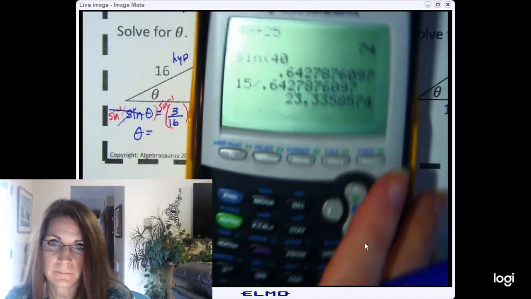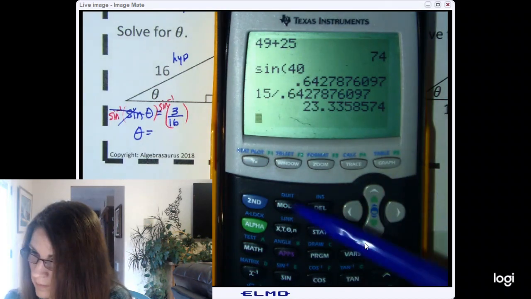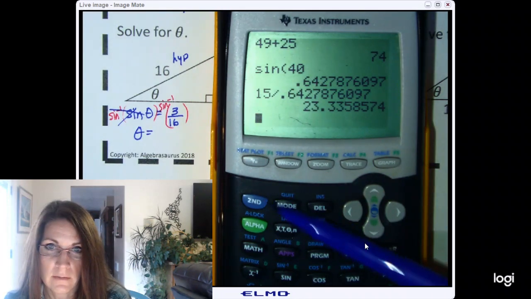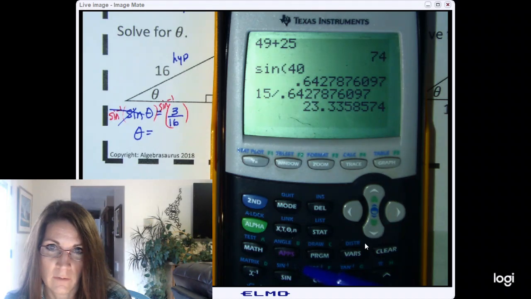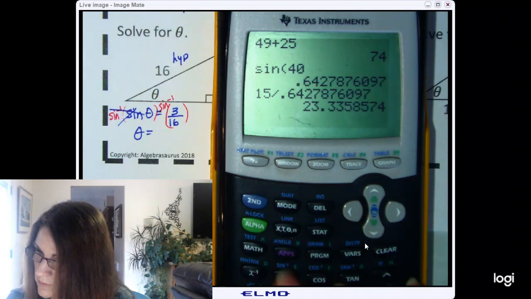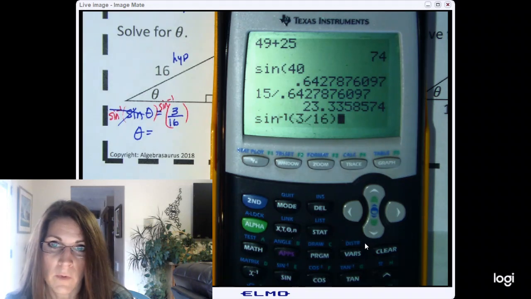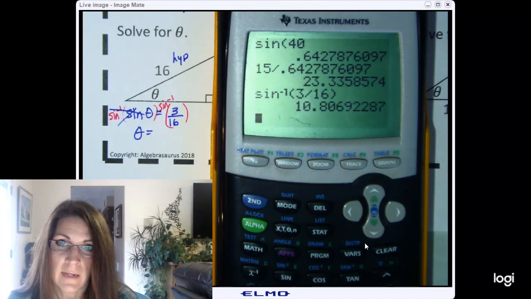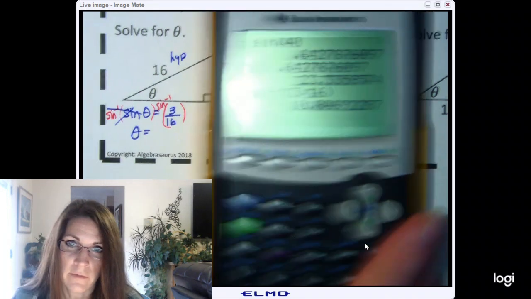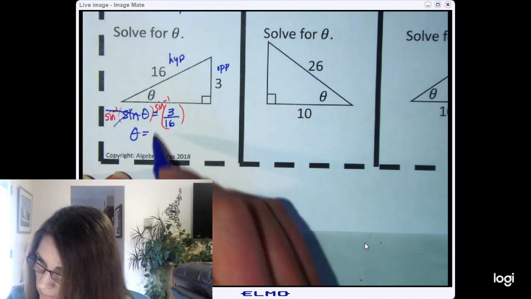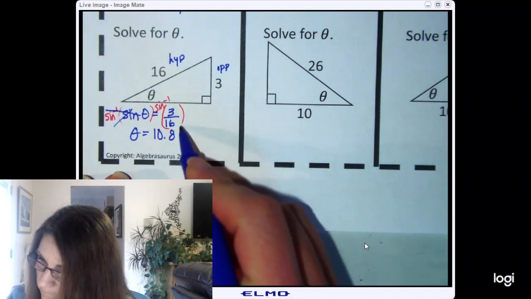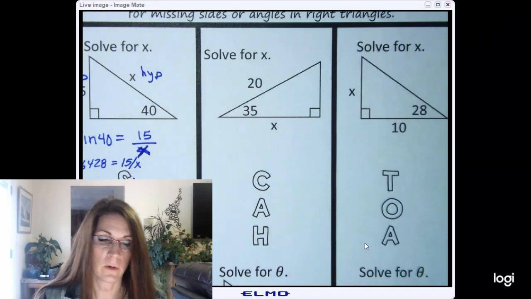Inverse sine, we find on our calculator by going second, and then I hit the sine button, and it gives me that little sine raised to the -1 up there. So inverse sine, right here, I can type in my fraction, 3 divided by 16, close my parentheses, and it gives me an angle measure of 10.8 degrees. All right, let's move on to the next column.